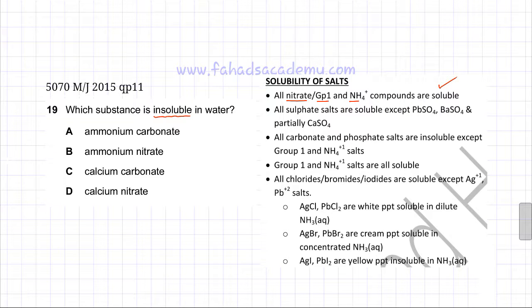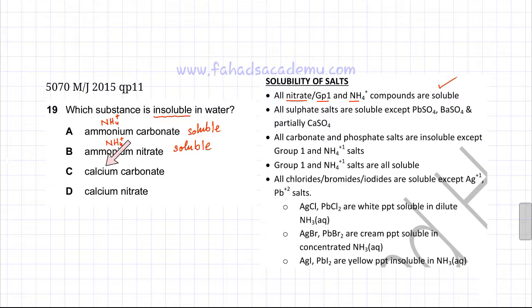If you look at options A and B, they contain ammonium ions. They contain NH4 plus ions. This one also contains an NH4 plus ion. Since both of them contain ammonium ion, and the first statement is that any compound that contains ammonium ion is going to be soluble, the first two compounds are going to be soluble. So they are definitely not the answer for this question. We are looking for an insoluble compound.